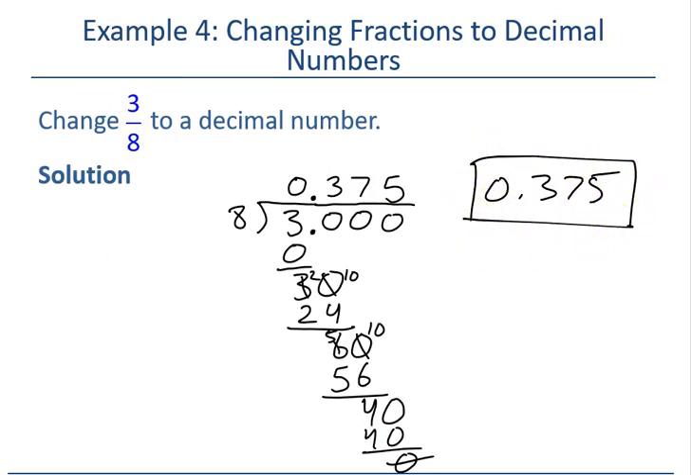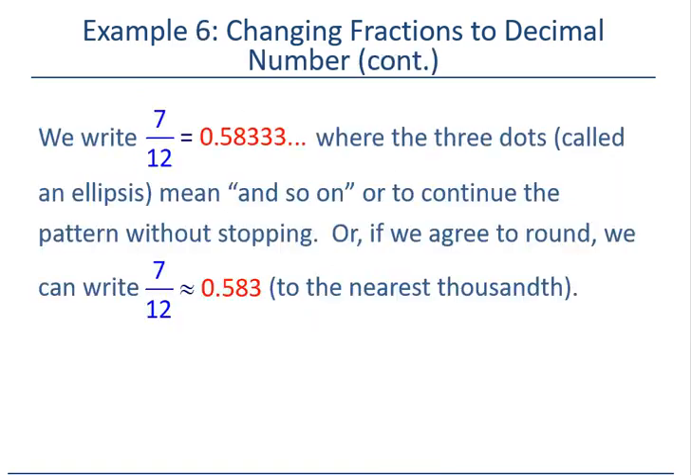Okay, so let's look here. Notice here we have 7/12, and that's equal to 0.5833333, where the 3 dots called the ellipsis mean "and so on," or to continue the pattern without stopping. Or if we agreed to round, we could write 0.583 to the nearest thousandths. But this means that this 3 right here is just going to keep going on and on and on forever. Okay, let me show you kind of what that means.